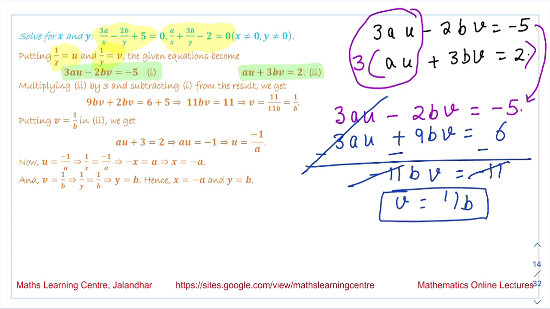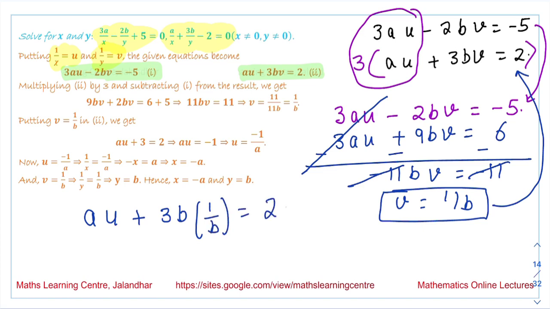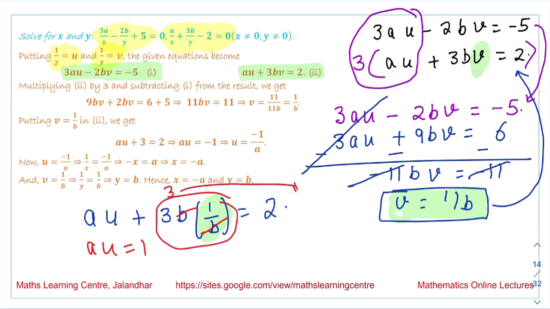We substitute this value in the second equation. So we are saying au plus 3b into 1 by b is equal to 2. We are substituting v is equal to 1 by b over here, and the answer we get is au, this b gets cancelled, and this term will become 3. We are shifting it over here, and it is equal to minus 1. So we get u is equal to minus 1 by a.